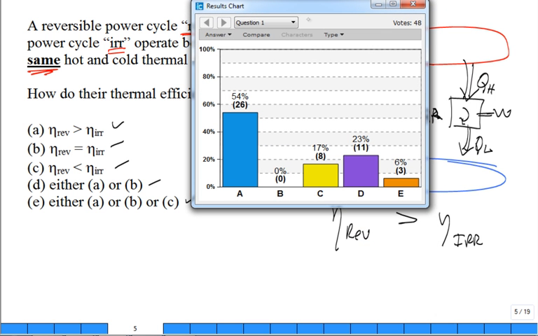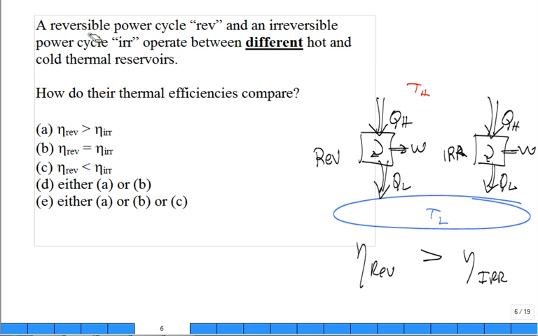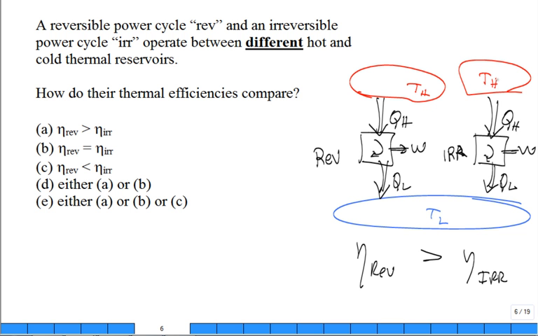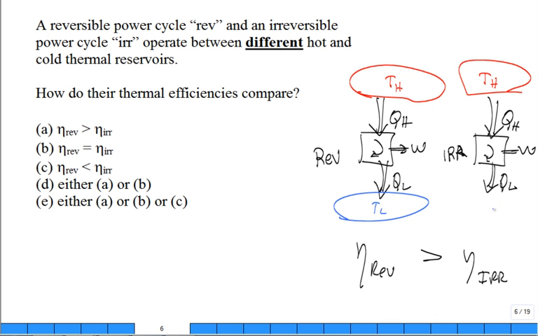And so the thermal efficiency of a reversible power cycle is the highest that you can get. And if you have any irreversibilities, it will degrade the system's performance, won't it? It's one of the Carnot corollaries, right? I'll modify this. A reversible power cycle and an irreversible power cycle operate between different hot and cold thermal reservoirs. So this one right here has a thermal reservoir, and this one has a thermal reservoir. There's TH there and TH there. They're different hot thermal reservoirs, and they're different low temperature, TL and TL. Those are different temperatures, okay? How do the thermal efficiencies now compare?